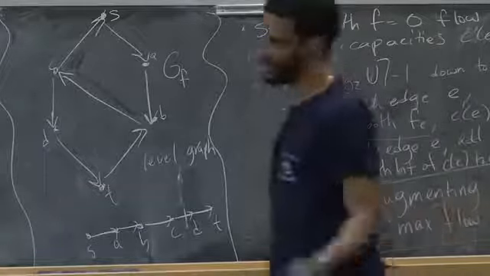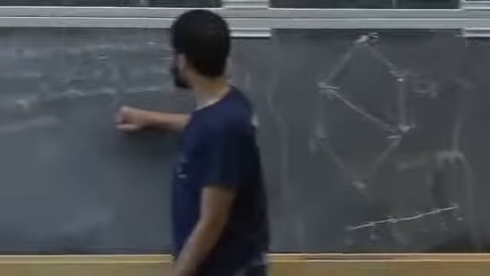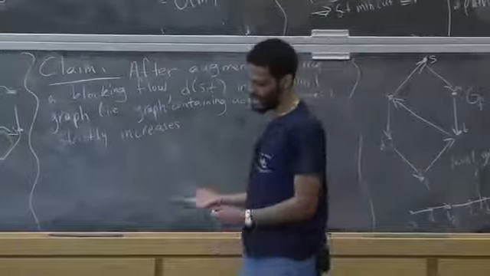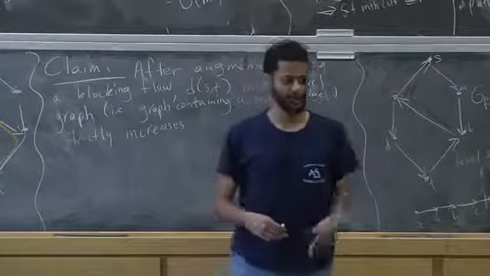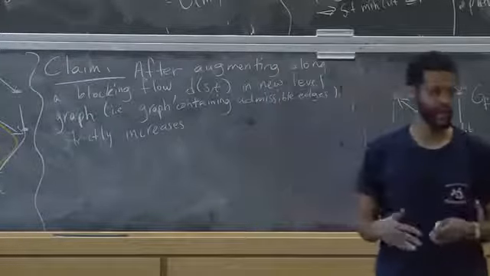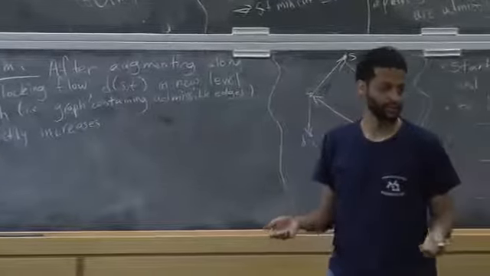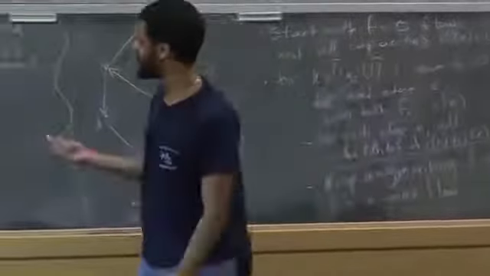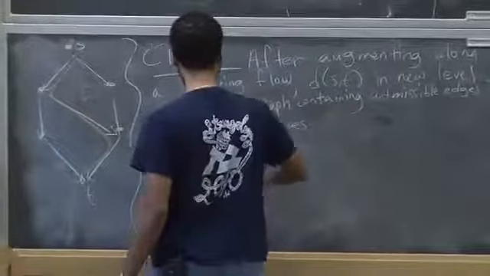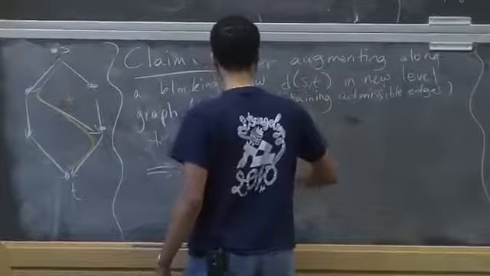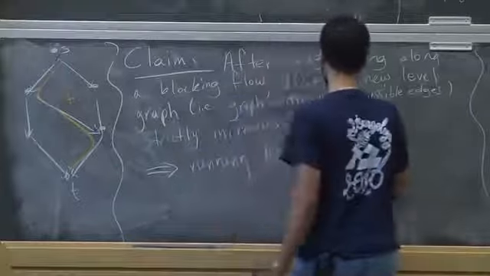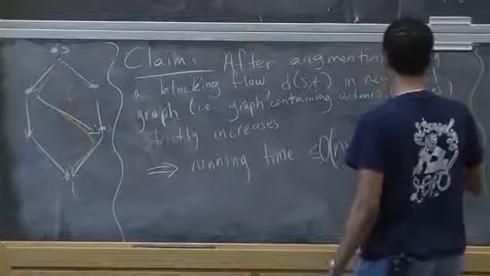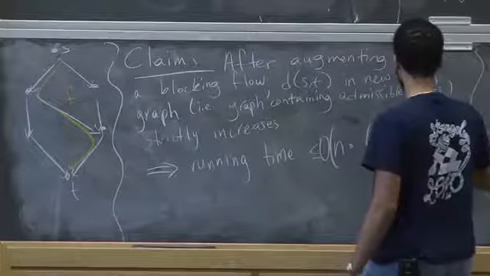Okay, so the point was, as you said, the number of iterations. If we have this algorithm that does the following: find a blocking flow, augment, find another blocking flow, augment, etc. The number of iterations can be at most n until there's no more blocking flow, right? Because the distance keeps increasing between S and T. So this claim would imply that the running time is at most O of n times the time to find a blocking flow.